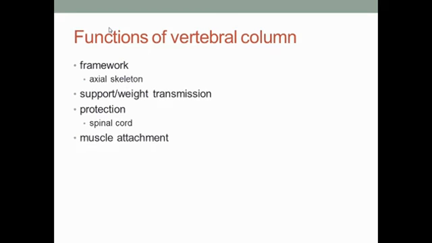There are a number of bony protuberances on the individual vertebrae, and we know that bony protuberances are attachment sites for muscles and ligaments, and so in particular the vertebral column provides muscle attachment for muscles acting on the vertebral column itself, as well as muscles attaching on the head and the limbs.